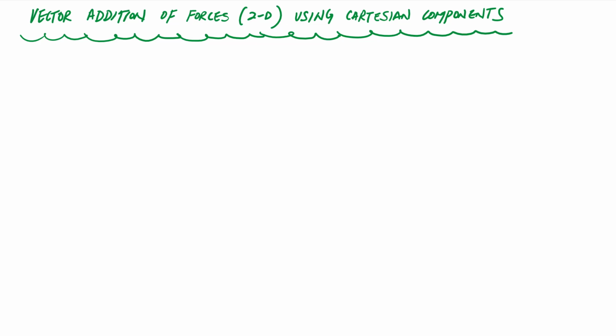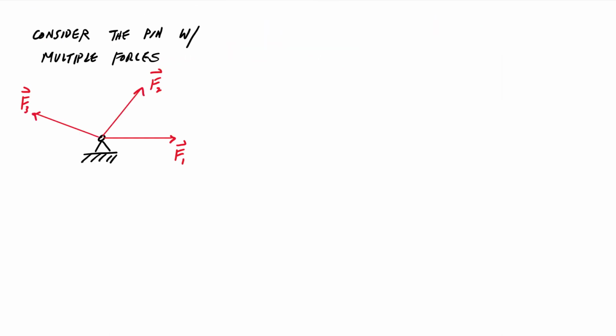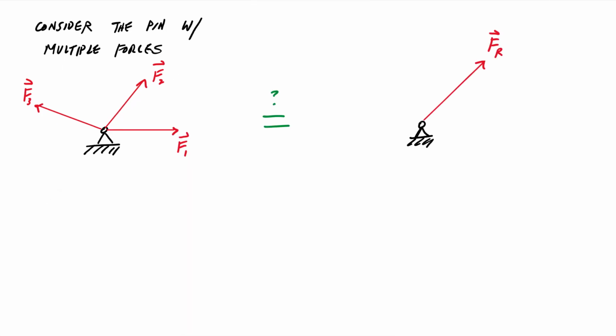And in this video, we're going to go back to vector addition of forces using Cartesian components. By the end of this video, you should be able to determine the resultant force of two or more force vectors using Cartesian components or rectangular components. So the question that we're trying to answer here is, given a system of forces, is there an equivalent force system that has a resultant that has the same external effect?